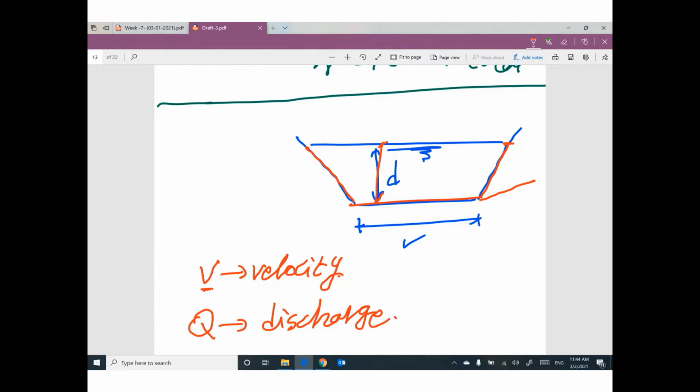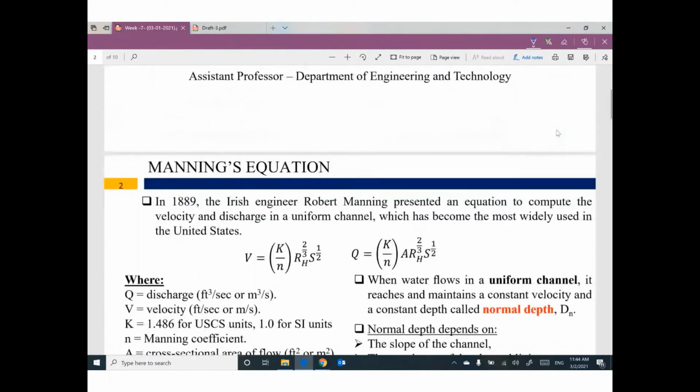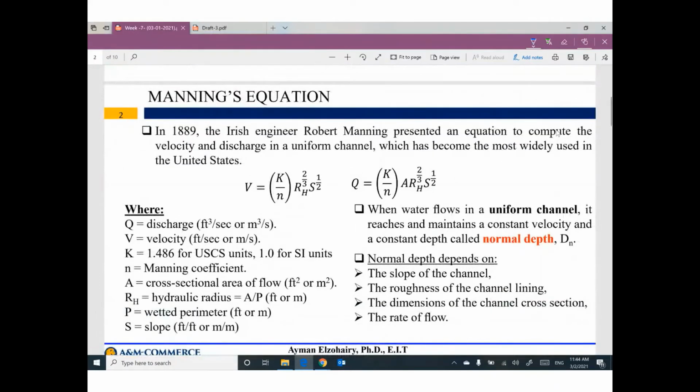We have an equation here for velocity, and probably the same equation for discharge, but a little different. It is by someone called Manning. Manning, or Robert Manning, is an engineer who presented an equation to compute the velocity and subsequently the discharge in a channel. And this equation is common, widely used in the United States.